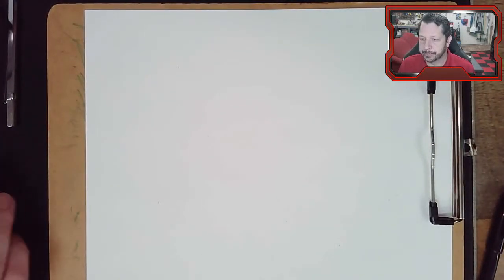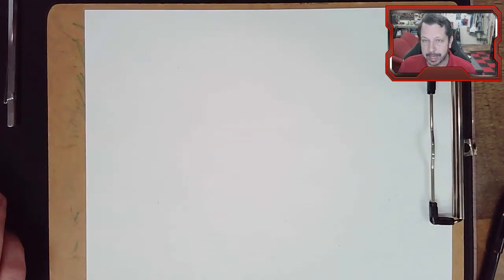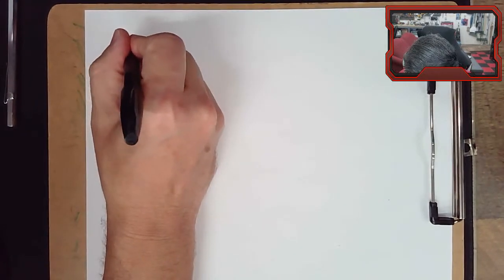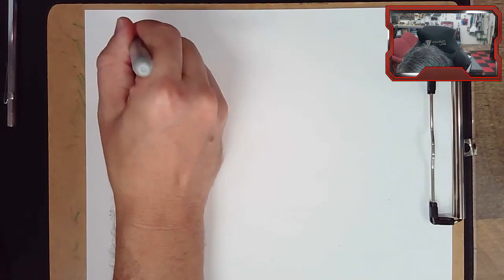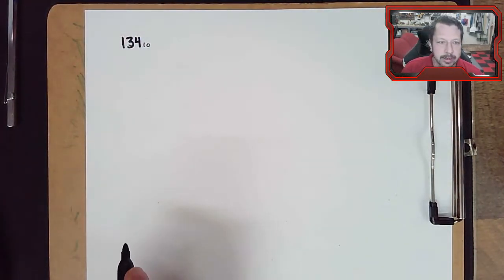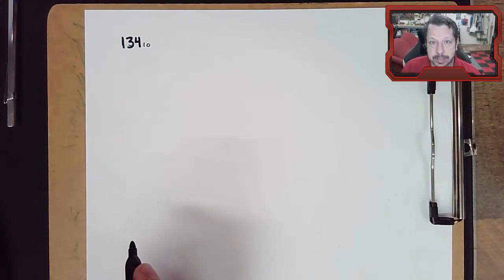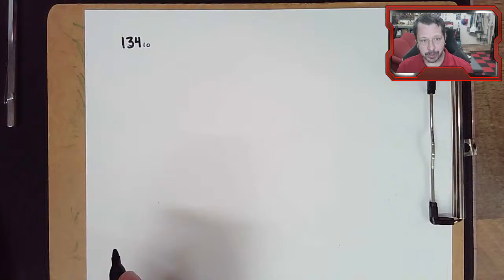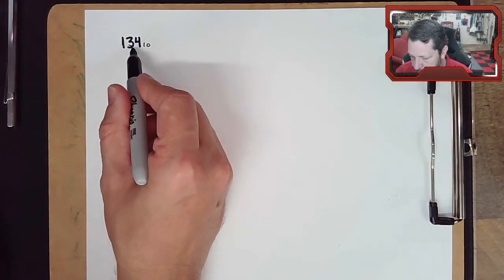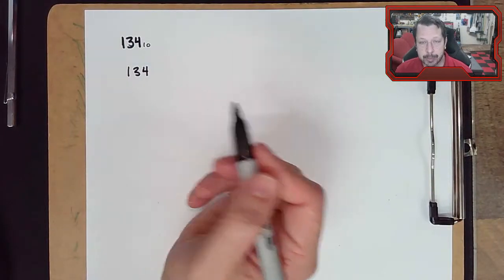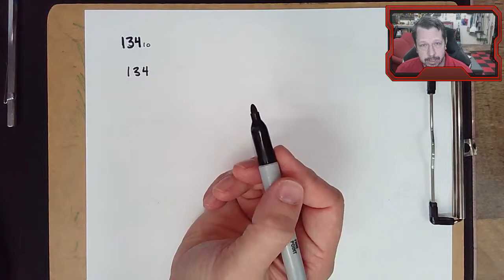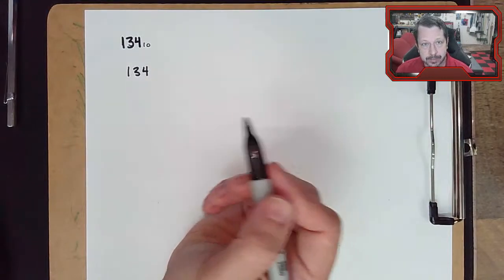So let's go through an example by hand of converting the number 134 base 10. We're going to convert that over to binary, so we want to get it into base 2. How you do this is you continually divide 134 by whatever your base is. So if your base is 2, you divide it by 2. If your base is 16, hexadecimal, you divide it by 16.